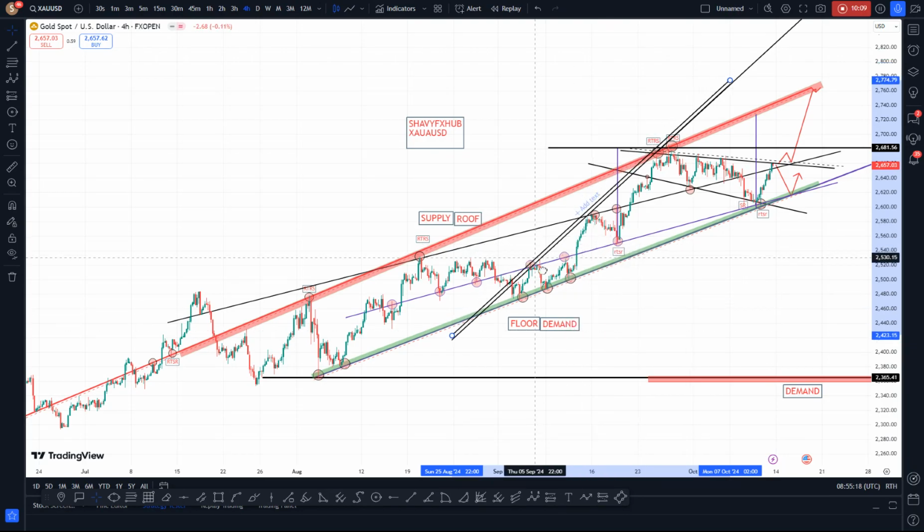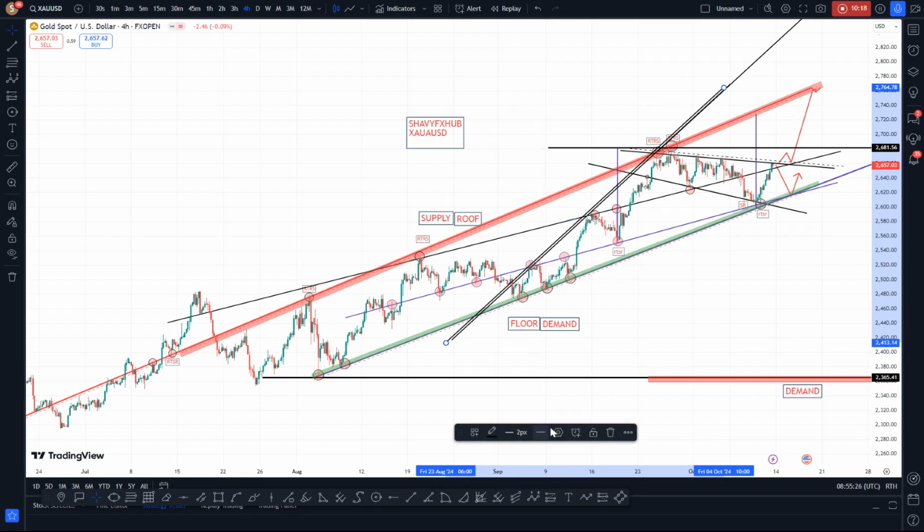So this is the best way we can explain the behavior of price, connecting the structures, connecting the roof and the floor. On the roof, we look at all the opportunities that lie. From the floor, we look at all the opportunities as well.